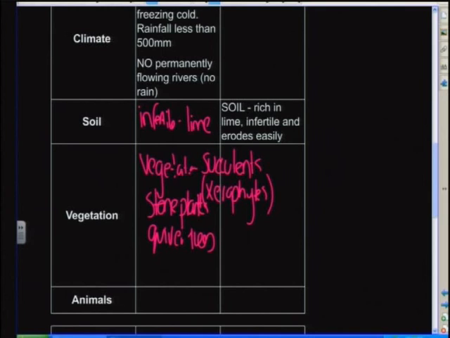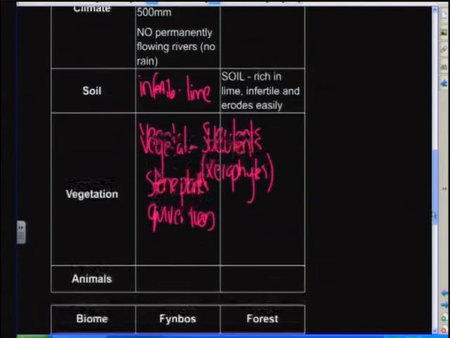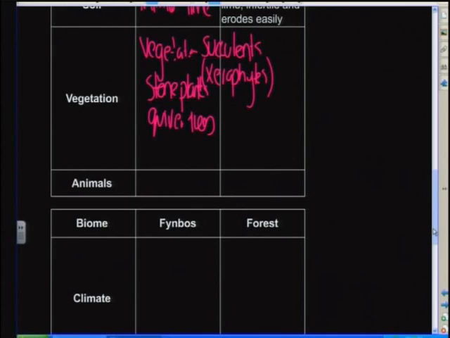Animals. Animals are desert-like creatures, so we're not going to find animals that are totally reliant on water. We're going to find animals that are nocturnal. We're going to find the bat-eared fox. What else are we going to find? We're going to find meerkats, suricates as they are called. We're going to find lots of geckos, and we're going to find dassies. All these animals are adapted to living in dry areas.